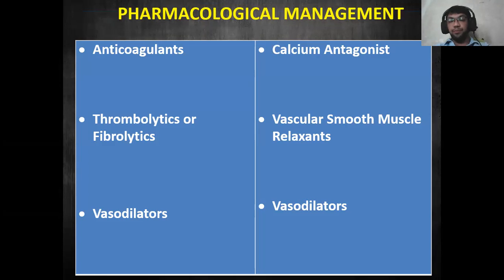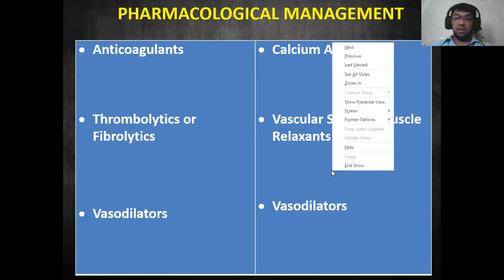Now, for Raynaud's disease, calcium antagonists, or calcium channel blockers, are going to be given in order to dilate the blood vessels of the arteries in the hands. Vascular smooth muscle relaxants will also be given, and vasodilators. So same with hypertension. The drugs given to hypertension can also be given to both Buerger's and Raynaud's disease.